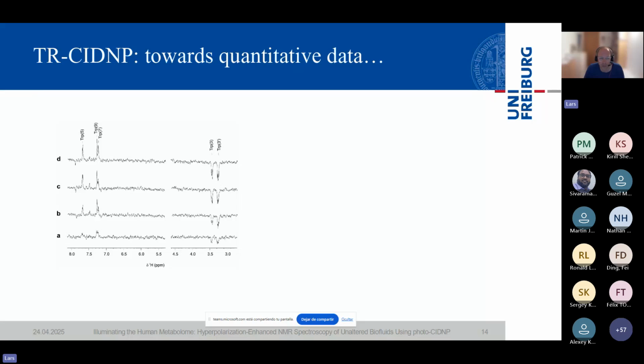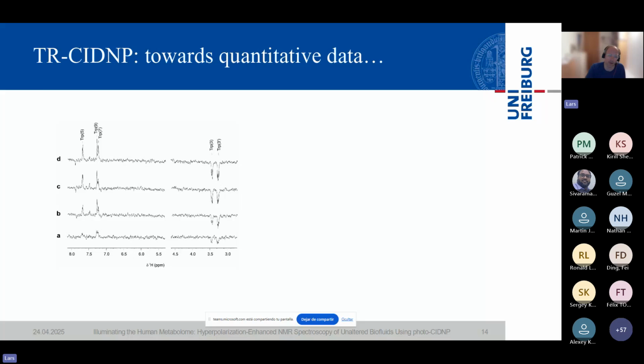And just to give you an idea how this could work in the future, we applied a so-called standard addition method to our data. We basically looked for one analyte specifically in our biomixture. In this case, that was L-tryptophan. And what you do in this method is you dope your sample with different concentrations of the analyte of interest, and then you acquire the photo-KIDNP signal.